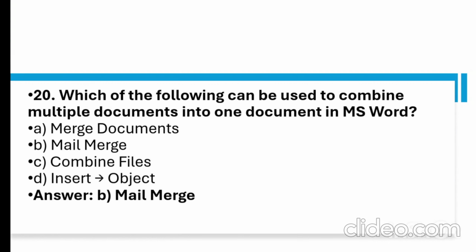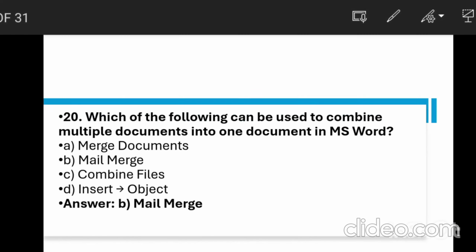Question number 20. Which of the following can be used to combine multiple documents into one document in MS Word? Options are A. Merge documents, B. Mail merge, C. Combine files, or D. Insert object. So the correct answer is B. Mail merge.